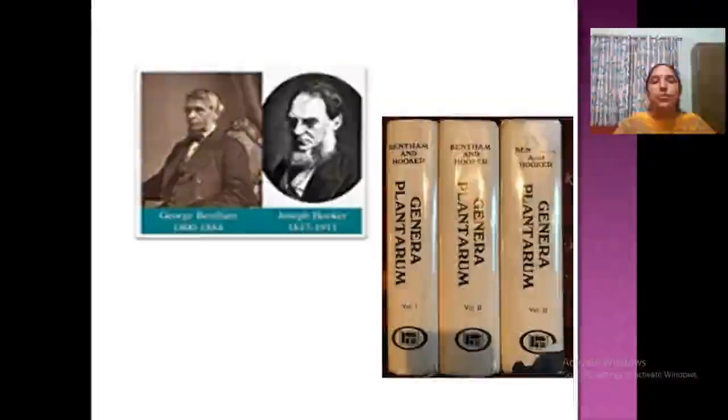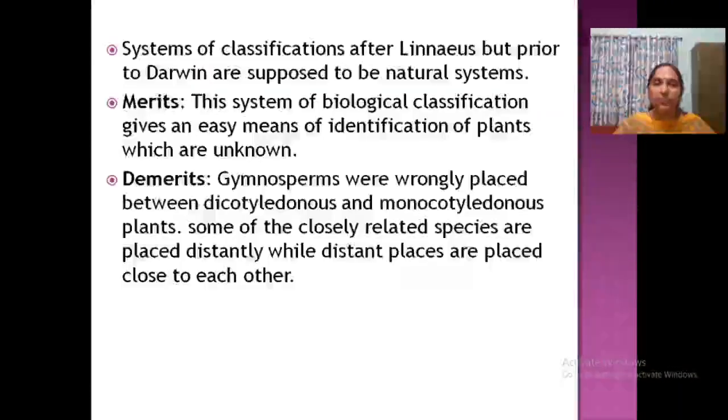This is George Bentham and Joseph Hooker. Their first published book is Genera Plantarum. So, for Linnaeus it is Species Plantarum, and here it is Genera Plantarum. This system of classification came after Linnaeus, but before Darwin. All the systems before Darwin are considered natural systems. The merit is that it is useful and very easy for identification.